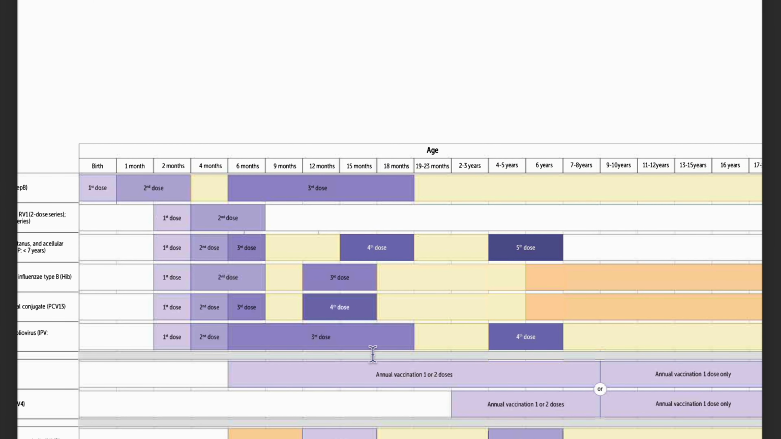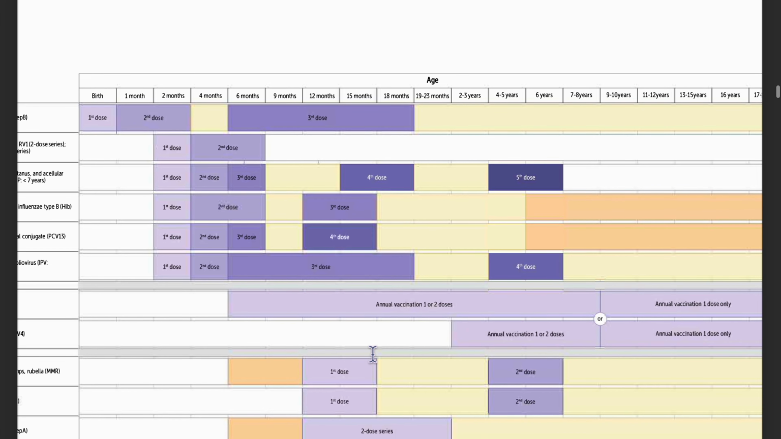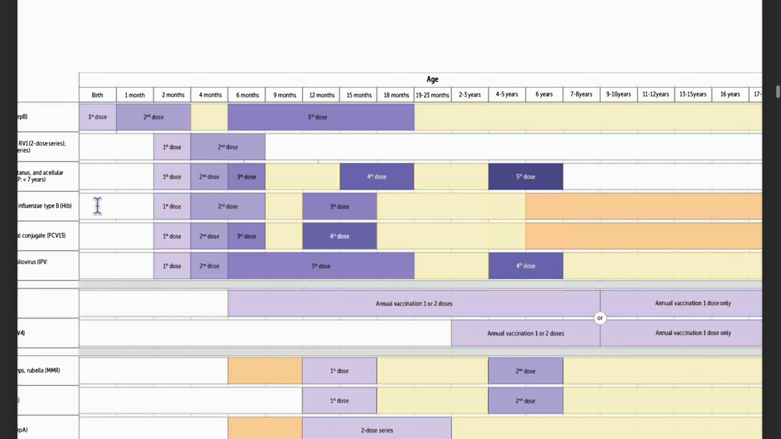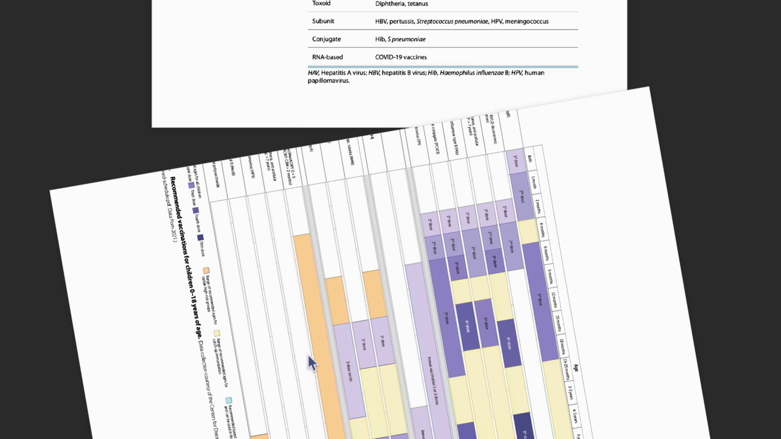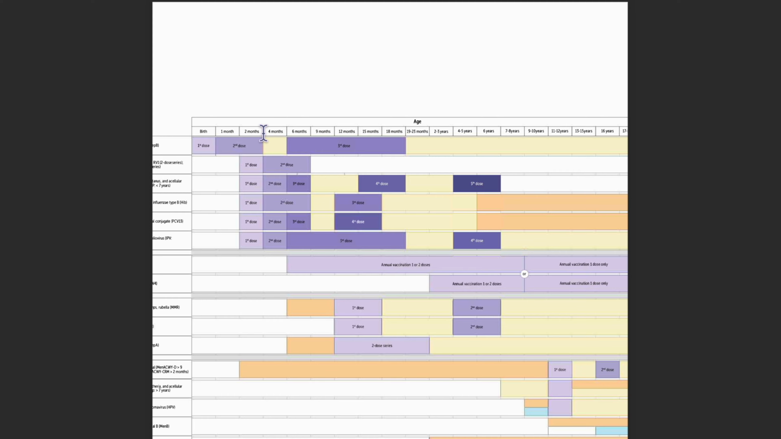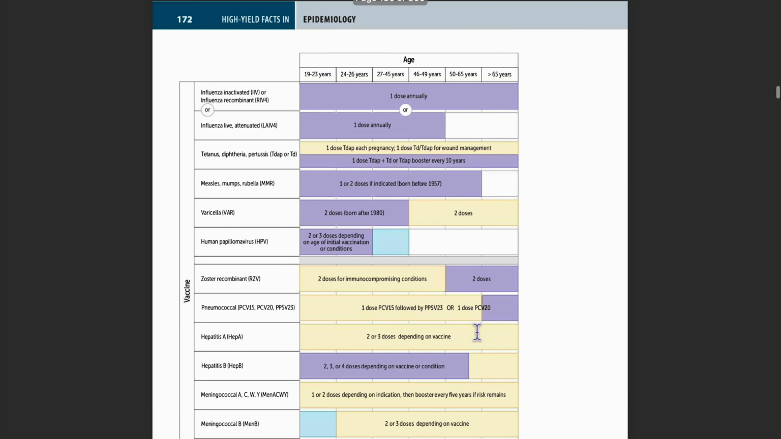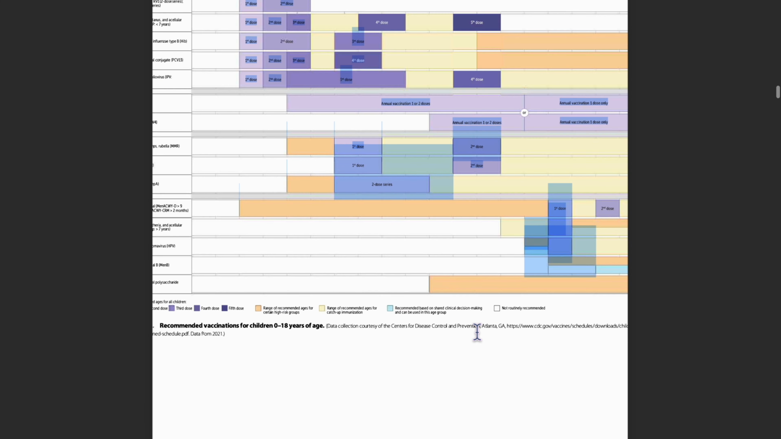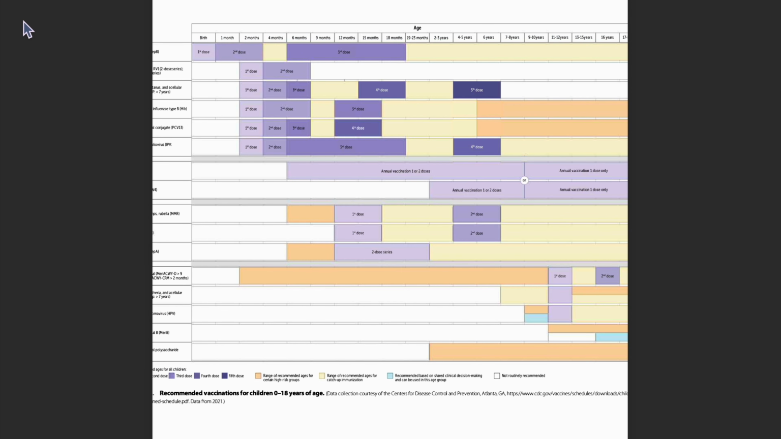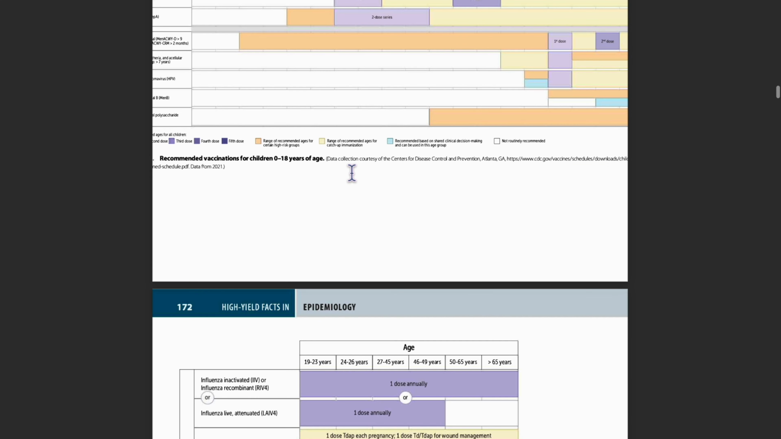So this is cut off. But Hep B, it says here. Okay, nope. This doesn't help. Okay, can't see much. Let me just open up this page on my book.